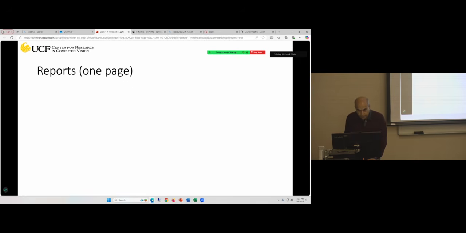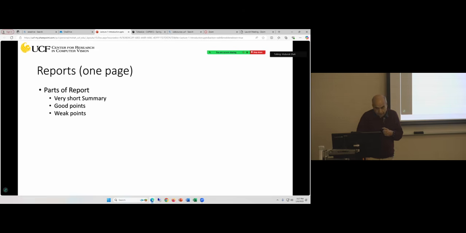So the report will be 1 page and should contain these parts. A very short summary, in your own words. Good points, what you like about the paper. Weak points, which you don't like about the paper, and what questions you have, because these research papers have lots of work put in, so you'll probably have many things you don't understand. And then, what are your ideas? How will you solve that problem?